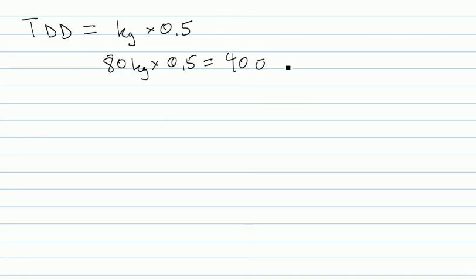Let's calculate a total daily dose. As a rule of thumb, your starting total daily dose is equal to your body weight in kilograms times 0.5. So, for say our average, let's say 80 kilogram man, he'll probably need about 40 units of insulin to start. And then we further divide that. Half of that is going to be basal, and half of that is going to be bolus.